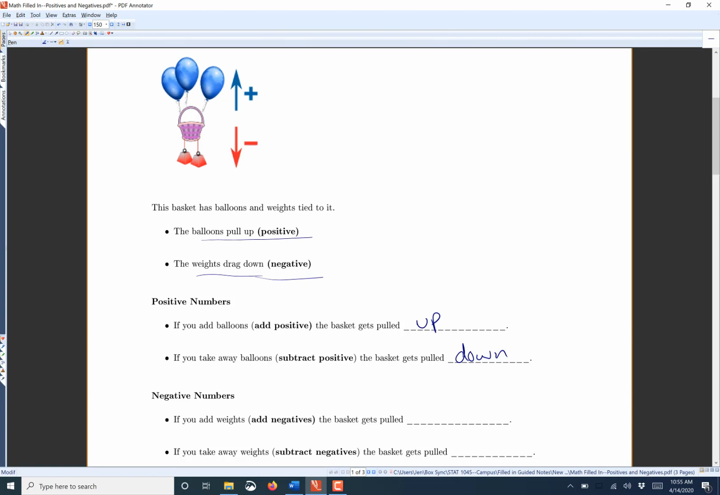Negative numbers: if we add more weights, so if we add negatives, we're going to get heavier and go down. But if we take away the weights, they're not going to be pulling you down, and the balloon will actually go up. So when we subtract negatives, we go up.